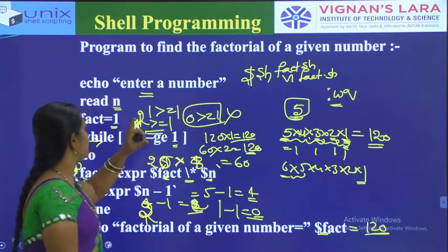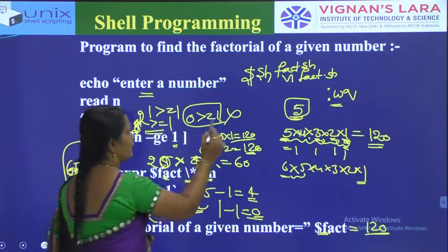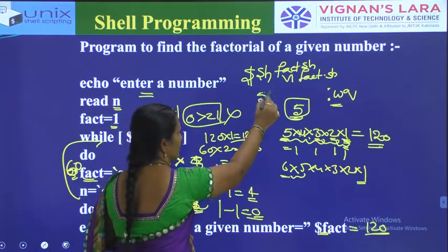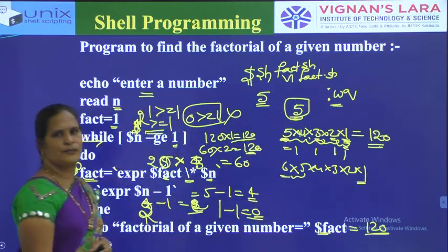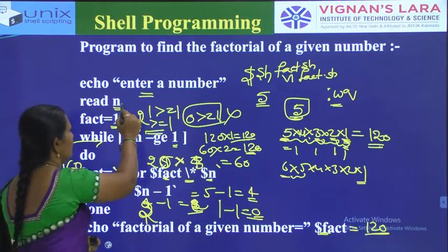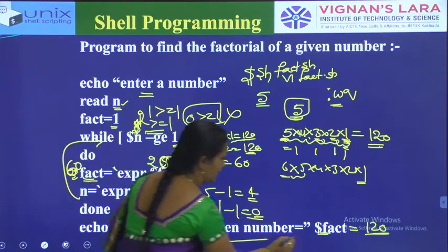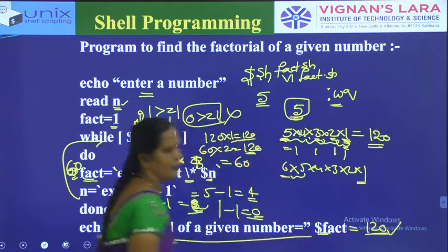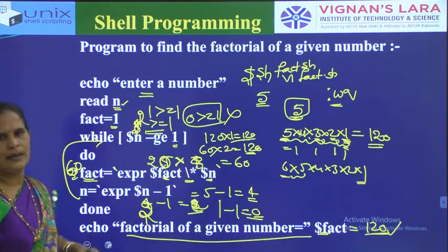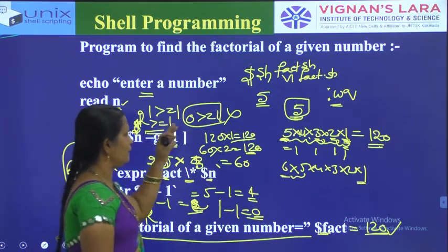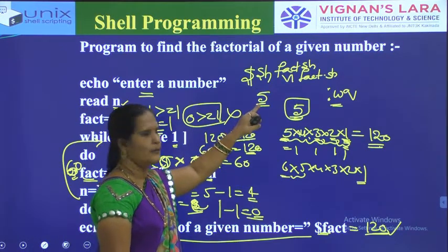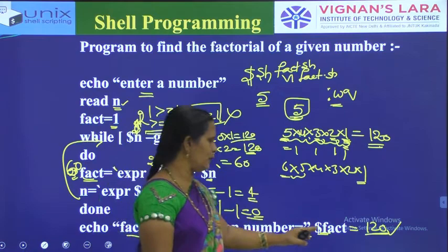It immediately asks to enter a number, meaning here you type a number. For example, if I type n value equal to 5, this 5 is stored in a variable n. That is going to print factorial of a given number is equal to 120. These 3 lines will be printed. Enter a number, then specify the number. Next, it is going to display the output.